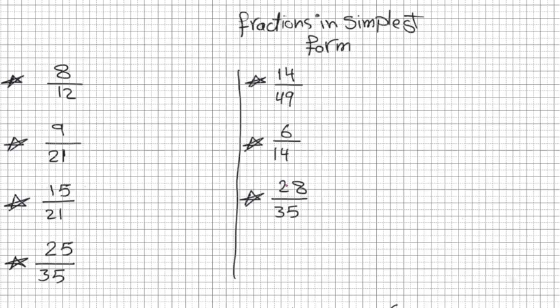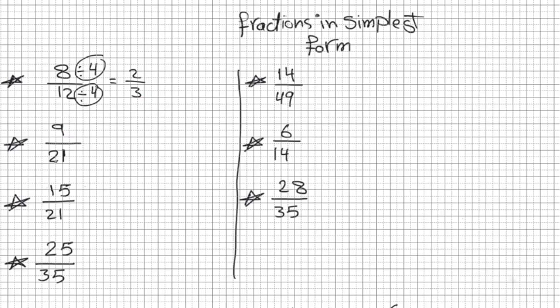Fraction in simplest form. Every time we have to put the fraction in simplest form. If we have 8 over 12, we can divide both by 4. Every time we have to divide by the same number. 8 divided by 4, the answer is 2. 12 divided by 4, 3. Yes, this number right now is in simplest form.